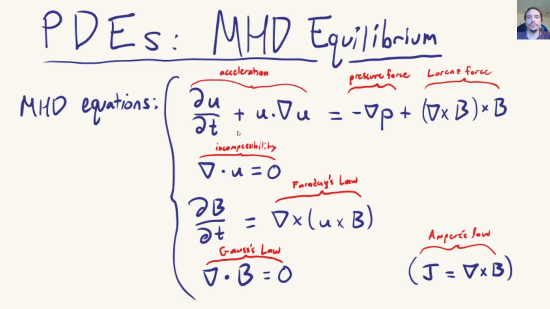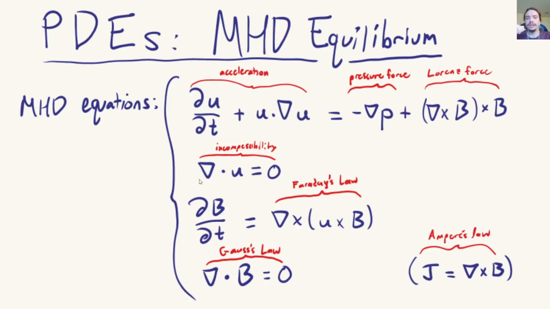Okay, so in the first equation, we have the acceleration, which I've kind of canceled the mass out of here, but mass times acceleration is equal to the forces. This is just Newton's law. One of our forces is the pressure force from a flowing fluid, and the other one is the magnetic and electric force, the Lorentz force that you experience if you're a charged particle moving in a magnetic field.